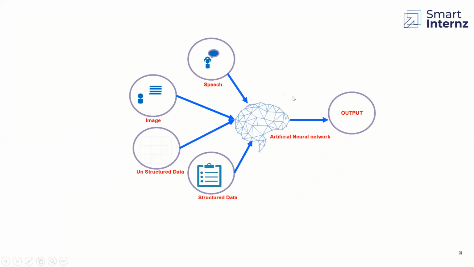And neural networks, or deep learning, are used for dealing with such types of data like speech data, image data, unstructured data, structured data, and based on that we will get the output. So I hope till now all the participants understand.